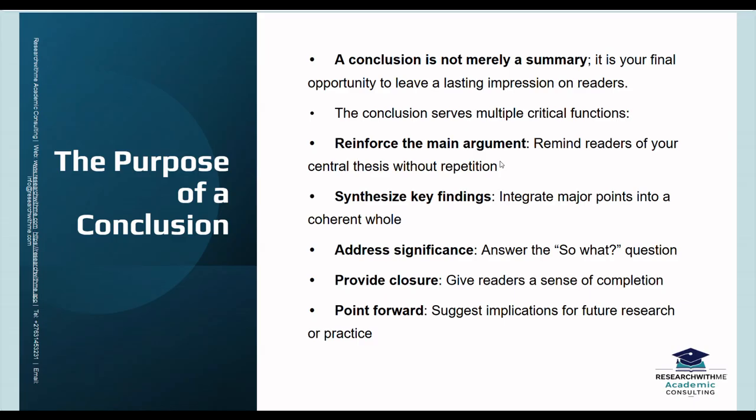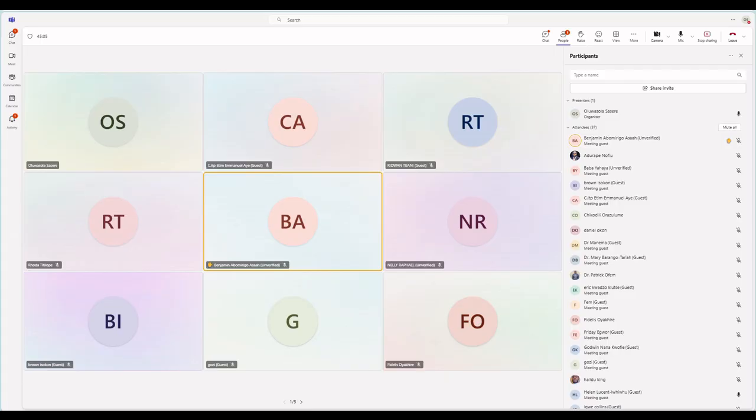A conclusion is not a mere summary. A conclusion is different from, what is it called now, from the abstract. Let me throw it open to the house. Please, what is the difference between an abstract and the conclusion of your study? Can somebody tell us? The difference between abstract and conclusion. What is the difference? Or what are the differences?